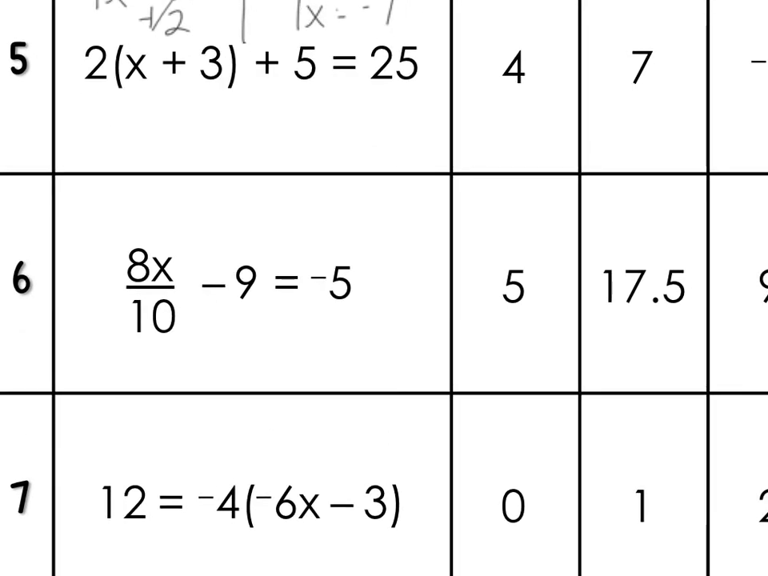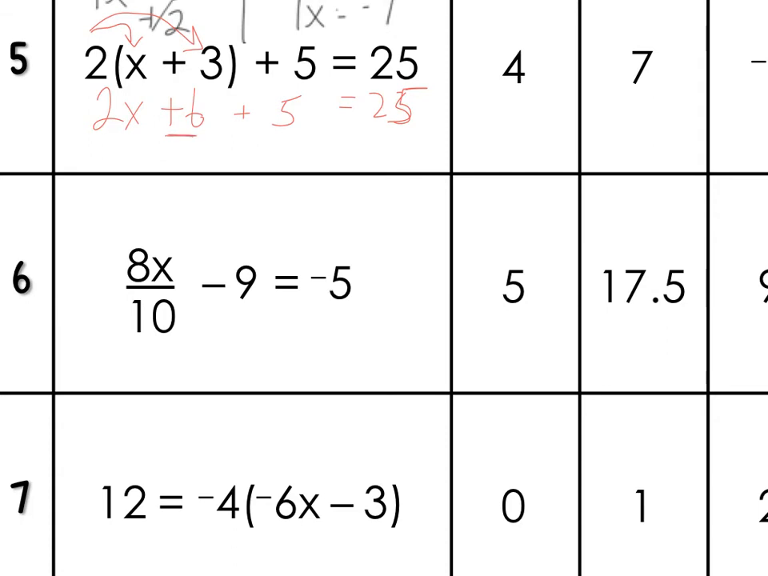First one here, I see distributive property finally. So we're going to distribute 2 into both of these terms right here, x and 3. So this turns into 2x plus 6. Didn't do anything with plus 5 or 25. I do have some like terms now, right?